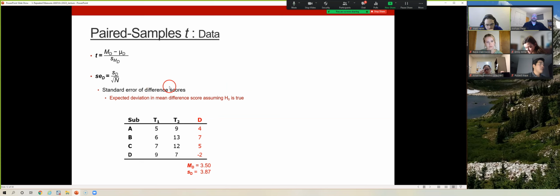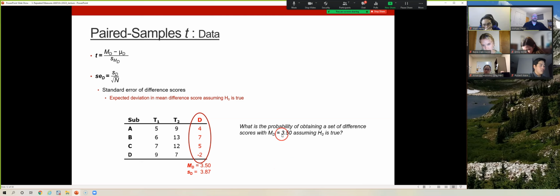So in this very simple sample that we've got here, we've got 4 participants, scores at time 1, scores at time 2. If we calculate a difference score for each one of these, and then calculate the mean and the standard deviation of the difference score, we've got everything that we need. And so again, with the paired sample t-test, the question we're asking is, what's the probability of obtaining a set of difference scores with a mean of 3.5, assuming that there really is no difference in the population?